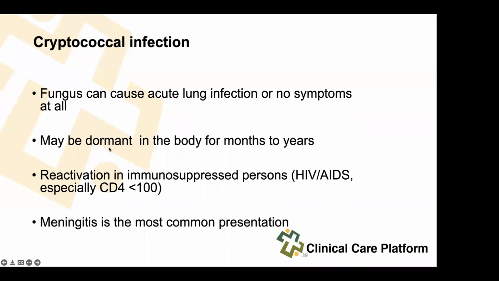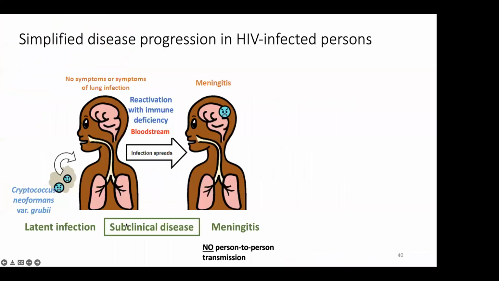But most of us have dormant, non-replicating fungi, and the incubation period is not known. You can have it for years and probably take it to the grave. Most patients would reactivate at CD4 counts less than 100. However, guidelines in the private sector have changed to talk about a CD4 count of less than 200. So don't be confused. Sometimes you hear the private sector people talking about testing even at high CD4 counts. And meningitis is the commonest presentation.